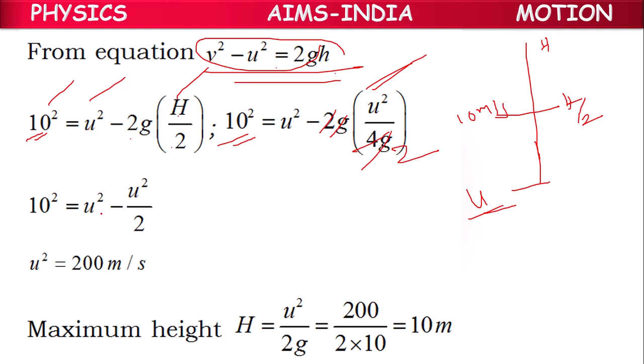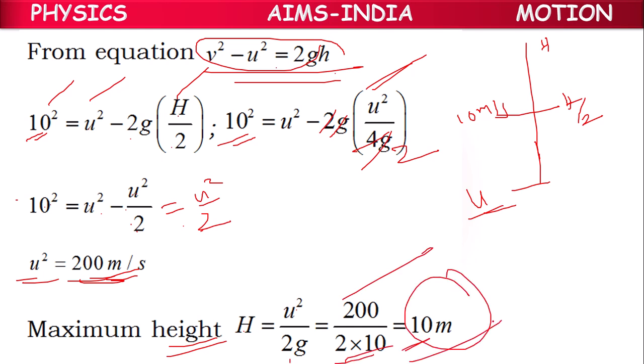So 10 square equals u square minus u square by 2. Means 2u square minus u square, it will become u square by 2. So 2 into 10 square, 10 square means 100, 2 into 100, 200. u square equals 200. So maximum height equals u square by 2g, 200 into 2 by 10, cancellation, 10 meters is the maximum height.